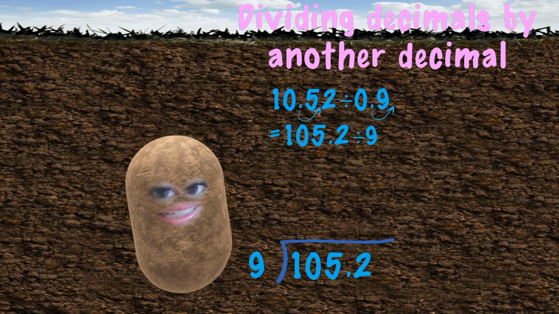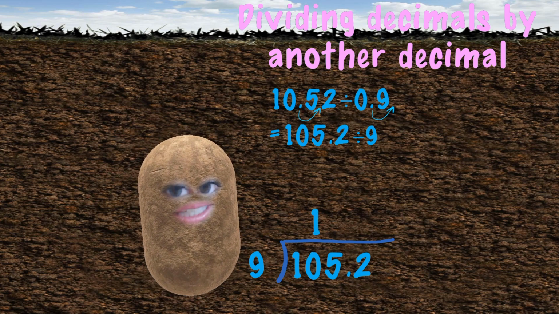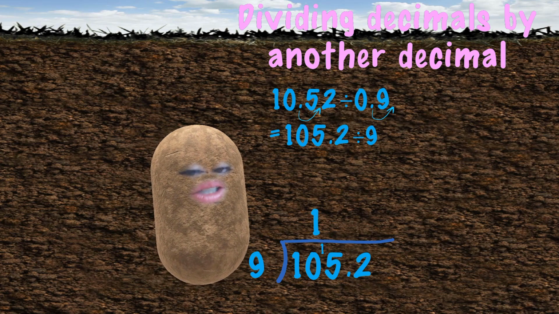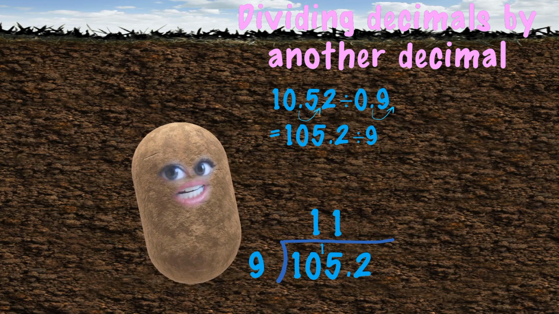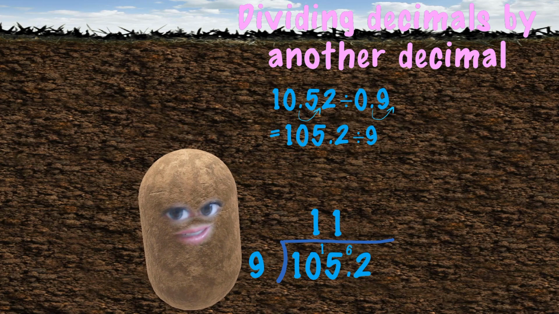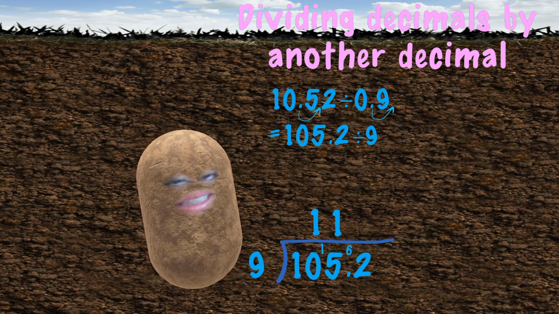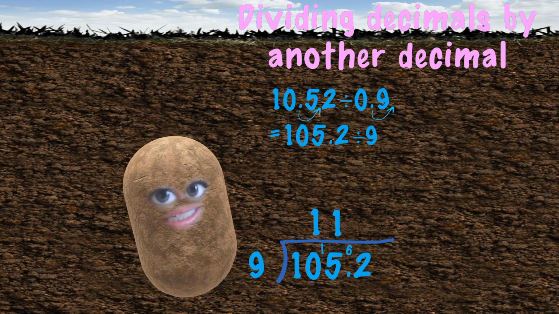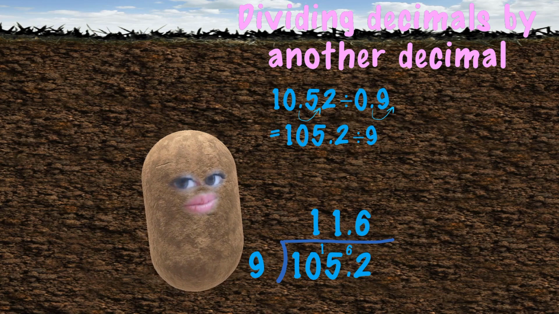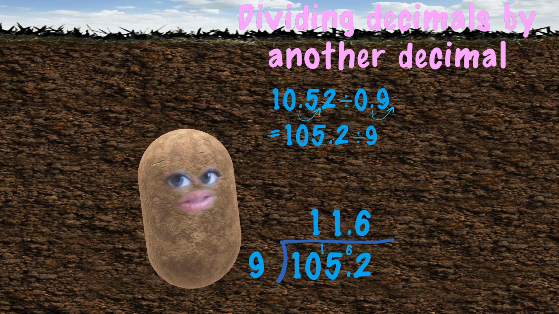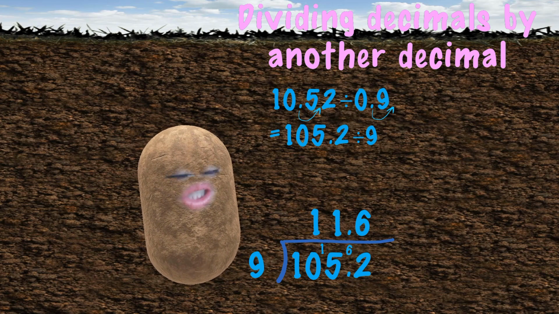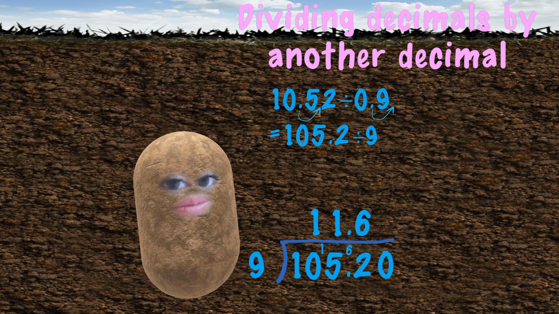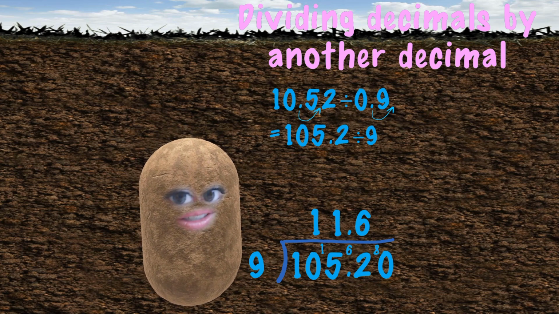We can do this. 9 into 10 goes once, remainder 1. And then 9 into 15 goes once again. 15 take away 9 is 6, so remainder 6. And we have a little dot there, don't forget the decimal point. And 9 times 6 is 54. So 6 times 9 is 54. 62 take away 54 is 8. And we must put a little 0 there because there's nothing there.